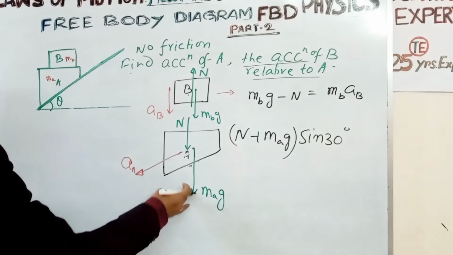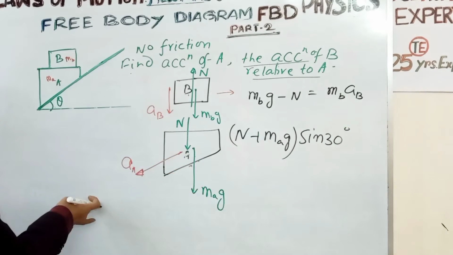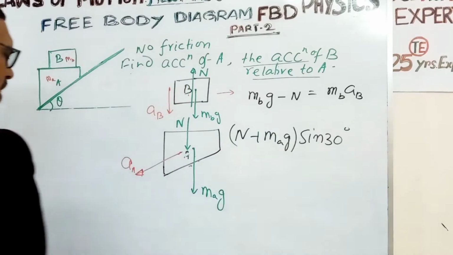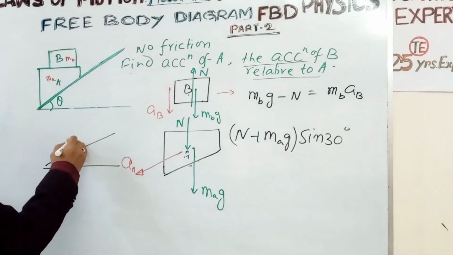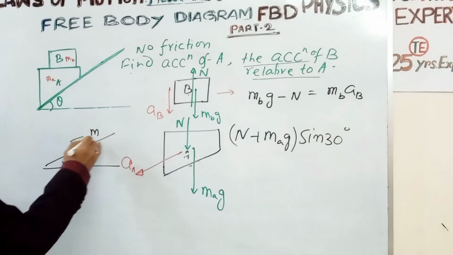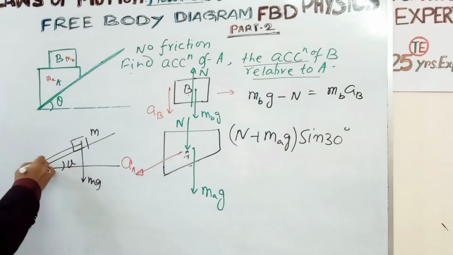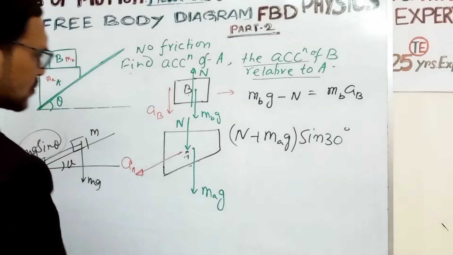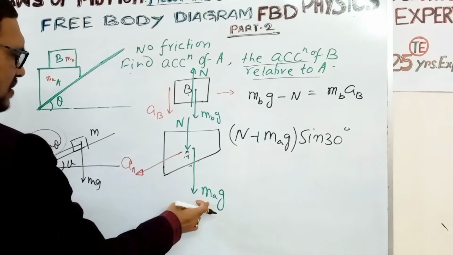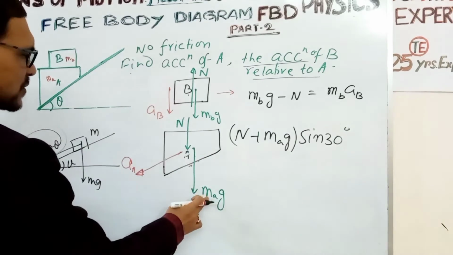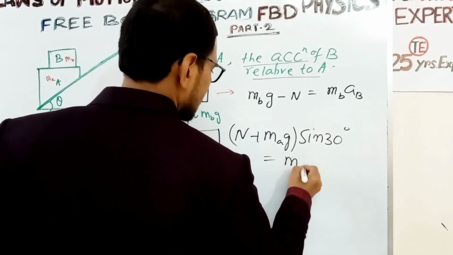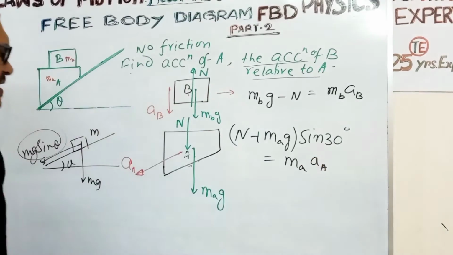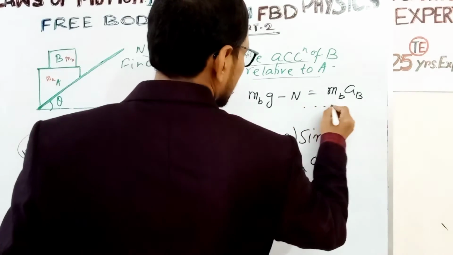So this and this act vertically, and the component along the plane, we have already studied for an inclined plane. Suppose this is a block and this is theta. If mg acts downward, then along this inclined plane the force is mg sin theta. So here the extra N is added with this weight: N plus MAg sin 30. This force equals mass into acceleration, MA into AA. So these are the two equations.